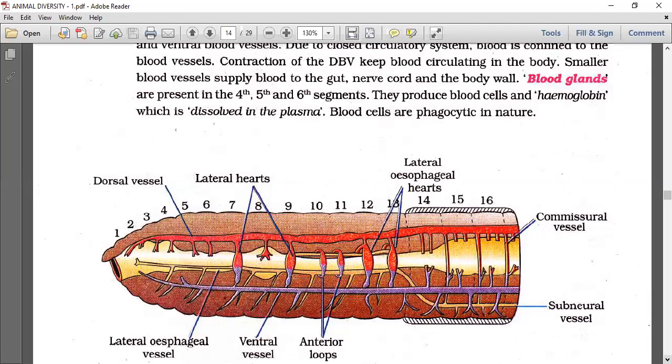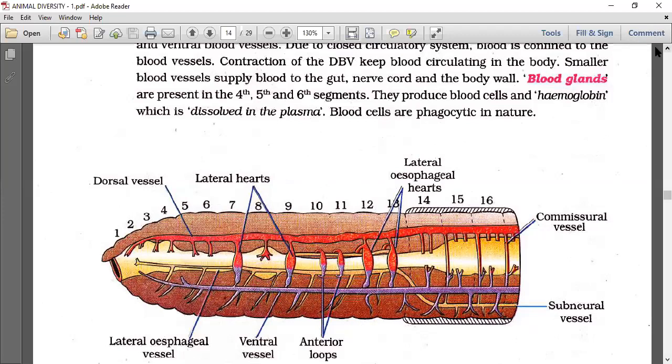This is the lateral esophageal blood vessel, 1 to 13. The subneural blood vessel, 14 to last. Dorsal blood vessel, posterior to the third segment. Ventral blood vessel, second segment to the last segment. Anterior loops, 10 and 11. Lateral esophageal hearts, 12 and 13. Lateral hearts, 7 and 9. Hearts, 7, 9, 12, 13. That's it. Okay, so then about the blood glands.